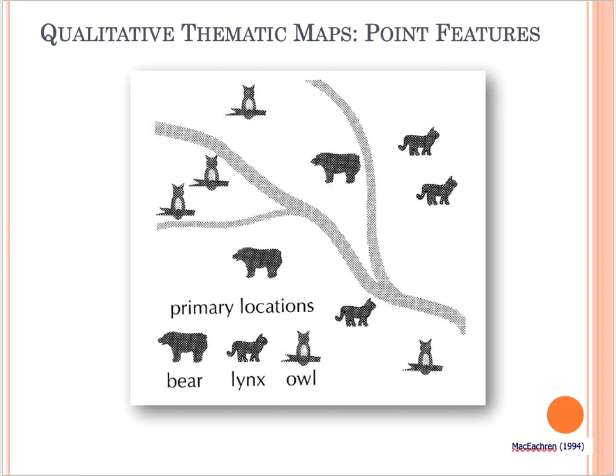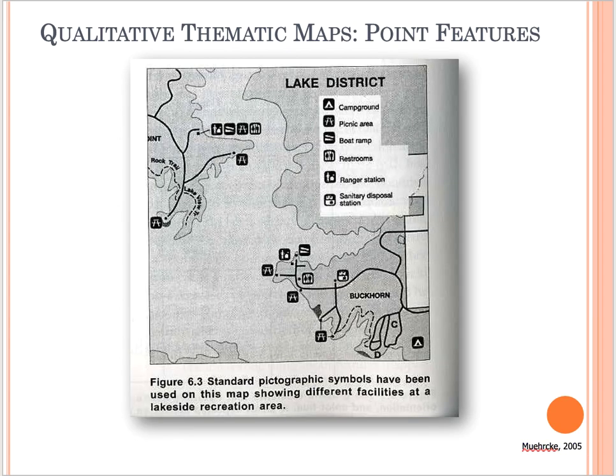Here is an example of a qualitative thematic map showing us the locations of bears, lynx, and owls. And we can see that they're showing us the point feature of that type of animal. Here is another qualitative thematic map based on the different facilities at a lakeside recreation area. So this is showing us the location of the campground, the picnic area, the boat ramp. So this is a qualitative thematic map.